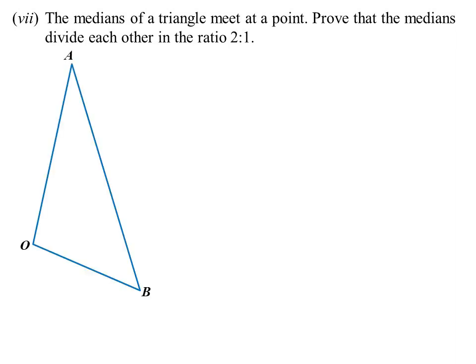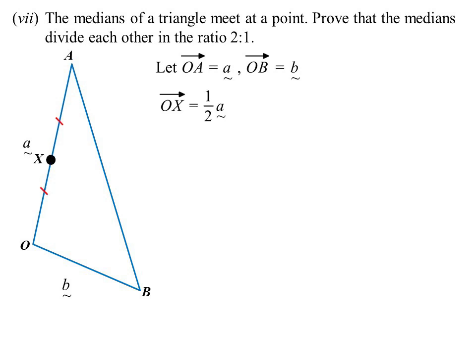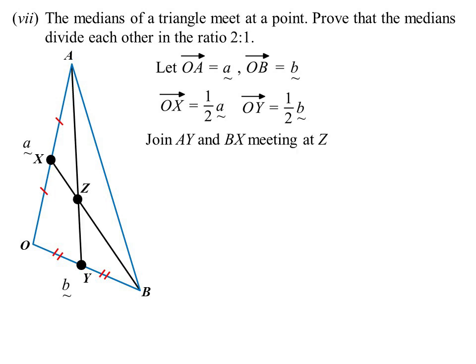Alright, I'll call OAB our triangle. O gives me the reference point, it's convenient to get my head around, oh, I'm going to make that the origin. I'll just call that vector A, I'll call that vector B. So the midpoint of OA I'm calling X, and the midpoint of OB I'm calling Y. Now we want to prove that the median is the line that joins the vertex to the midpoint of the opposite side. So let's draw those in. They meet at a point, I've called that point Z. Okay, I want to show that they're in the ratio 2:1. Well, I'm going to draw in the third one.